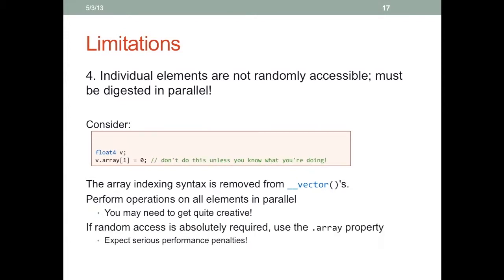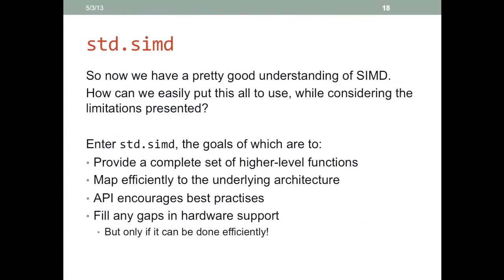If random access is absolutely required, then there is a .array property to get to the internal array, but you should only use this if you know exactly what you're doing. So, okay, that's a pretty good understanding of the general limitations. There's not too many more critical ones.